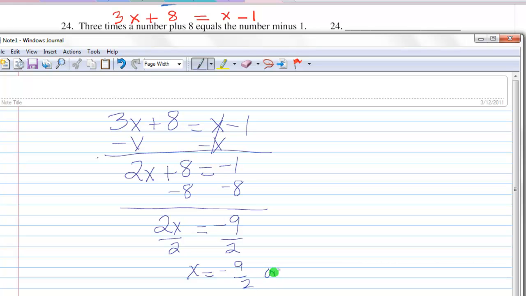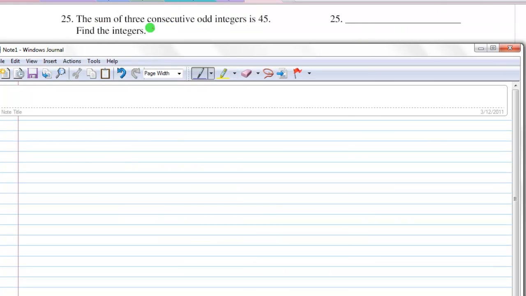Or you can leave your answer as negative 4.5. It's up to you. The check I'm leaving to you, but again, I recommend you do that during the test.